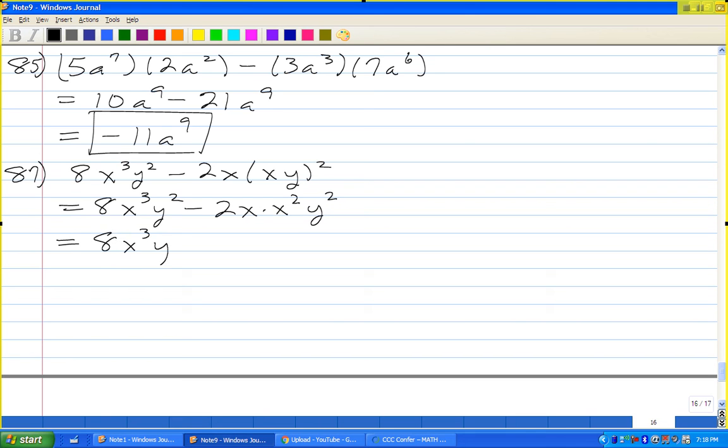8x cubed y squared minus, I have the same base, I'm multiplying, so add exponents. 1 plus 2 is 3. 8x cubed y squared minus 2x cubed y squared is 6x cubed y squared. 89.